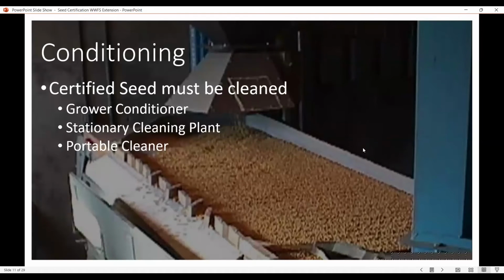With certified seed, it must be conditioned. It's got to be cleaned either by a grower conditioner. This is the seed grower that has his own cleaning apparatus. It can be done in a stationary cleaning plant or a portable cleaner. And this is to ensure that mechanical purity standards are met and that the limits for crop and weed seed are also met.